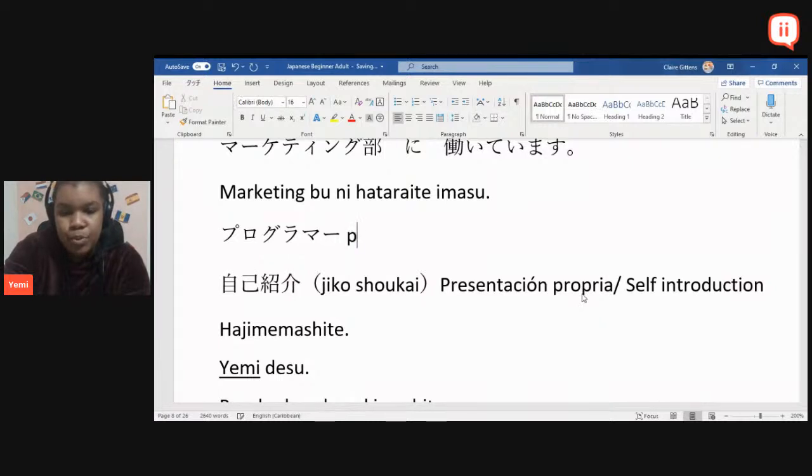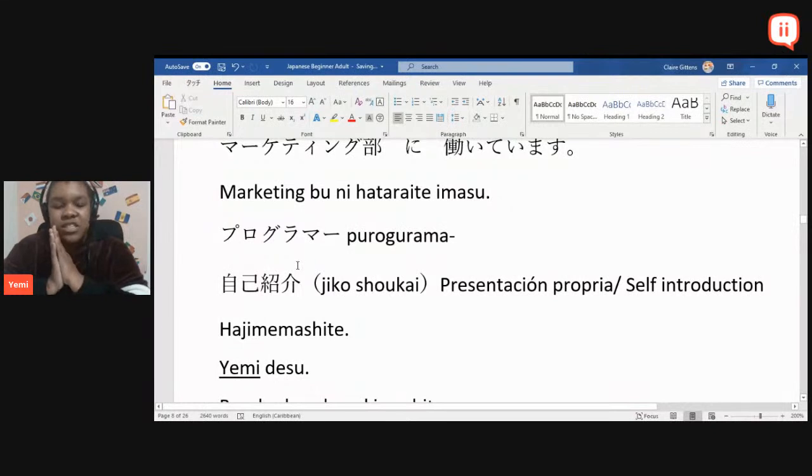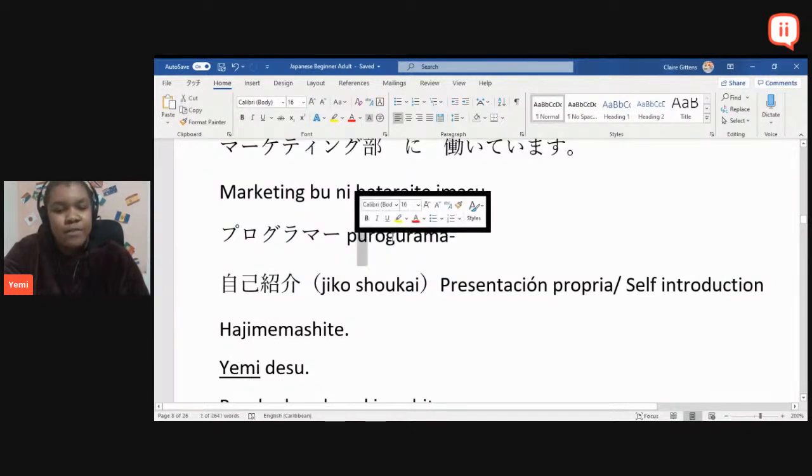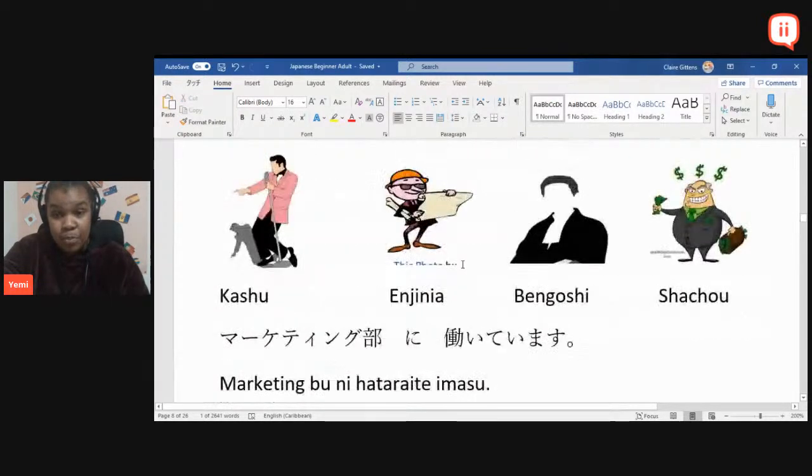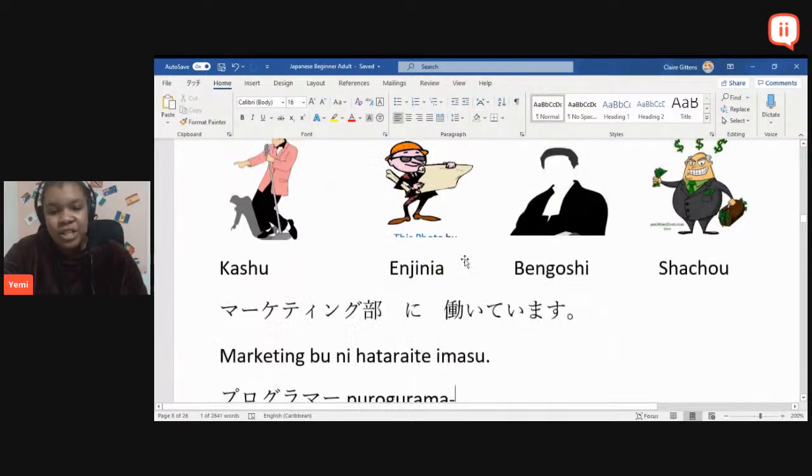Puro, gram, ma. Okay. In Japanese, we can't have two consonants come together. There's only one final consonant, which is N. So when you see two consonants in English, they're often separated by a U sound because that sound almost disappears. Puro, gurama. Okay. Programa. So now we know our jobs and our countries.